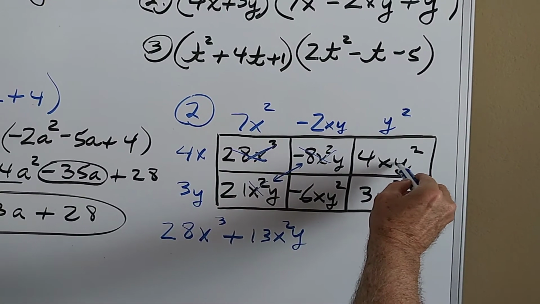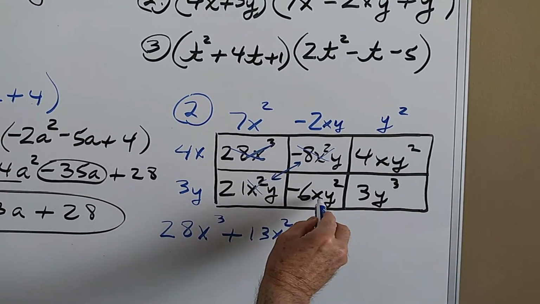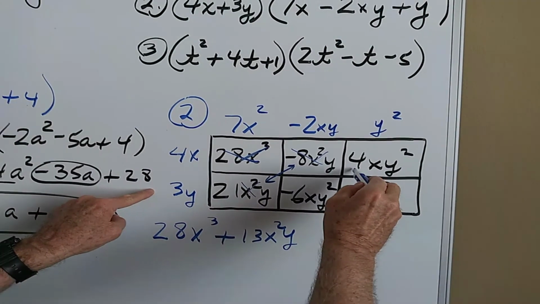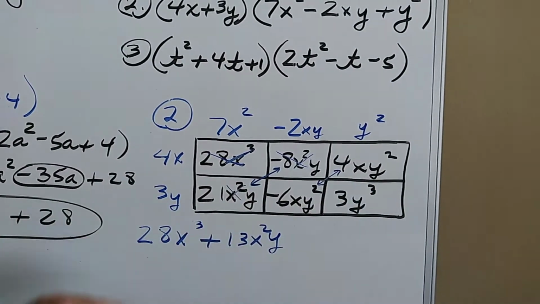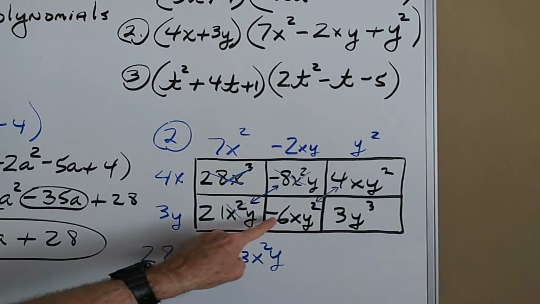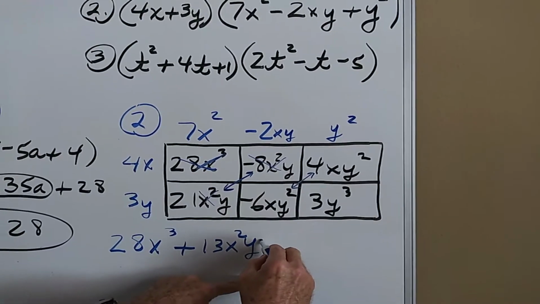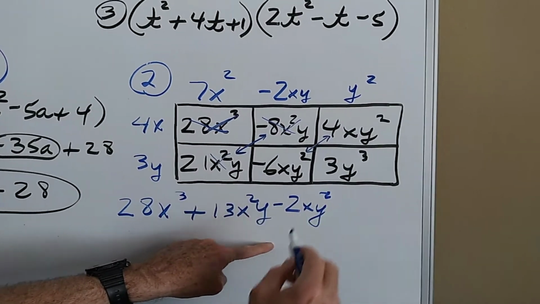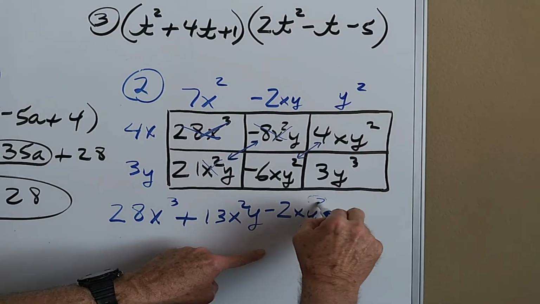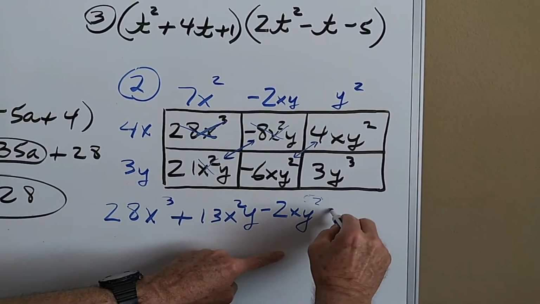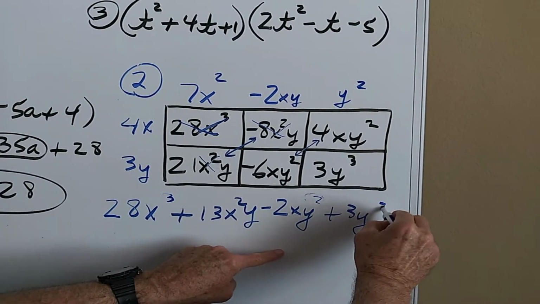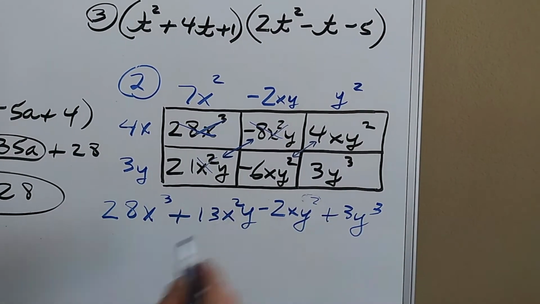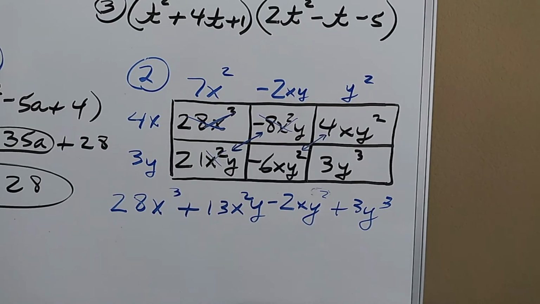We go to the xy squared term. There's another one right here as well in a diagonal fashion. Combine the like terms, negative 6 with a positive 4, negative 2xy squared, and then finally the little caboose, positive 3y cubed, and that'll take care of that answer.